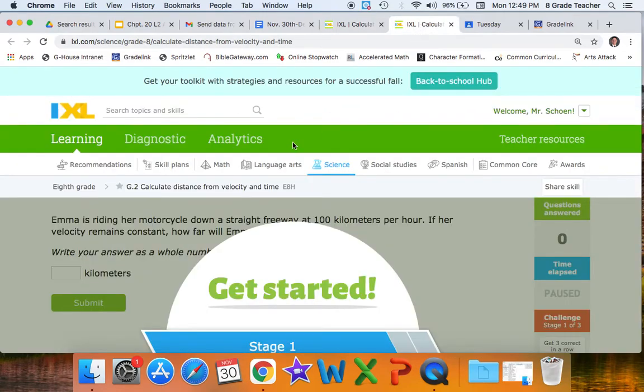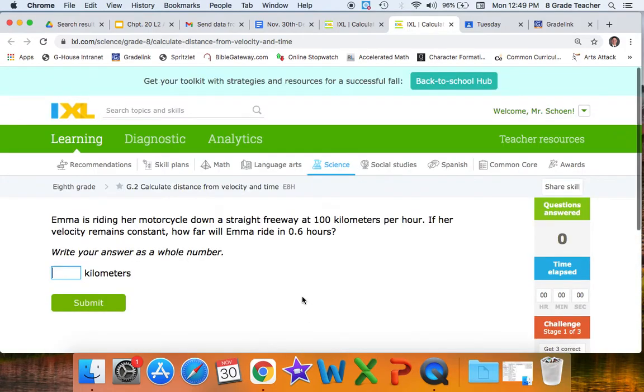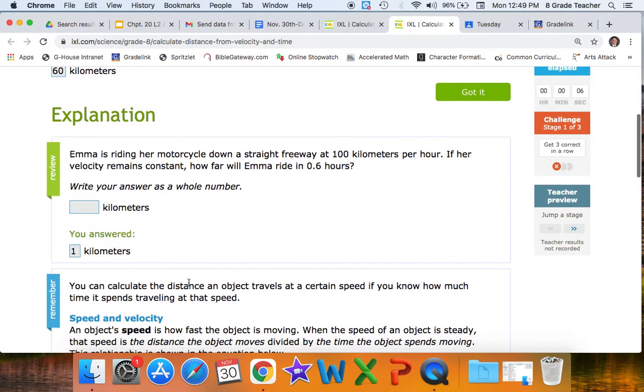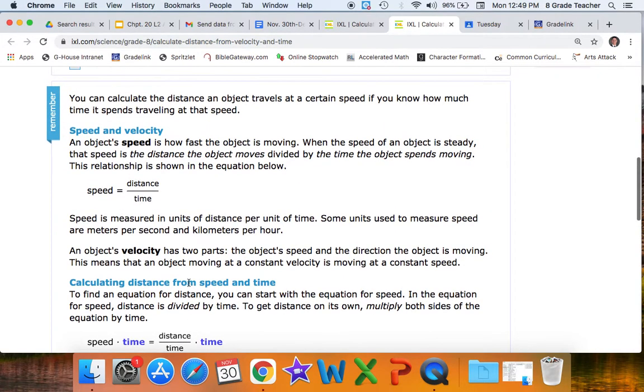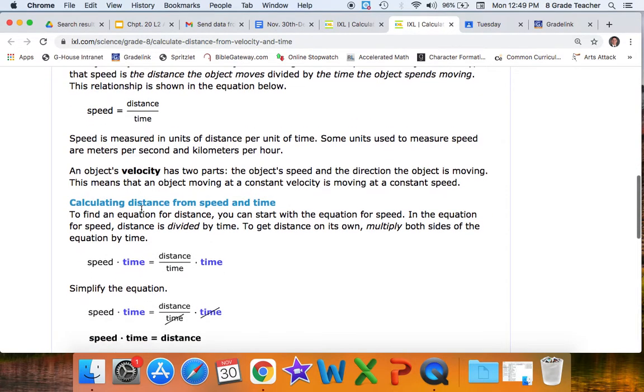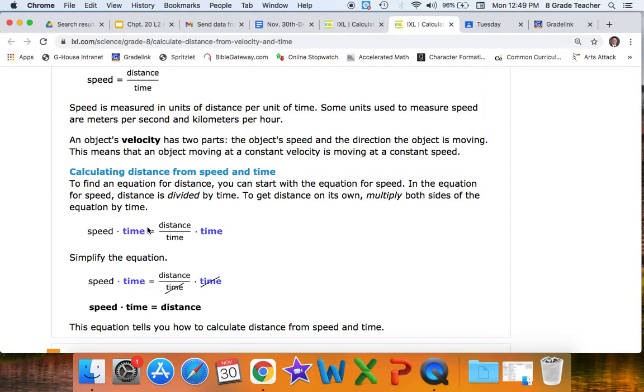In G.2, we're calculating distance from velocity and time, and our equation is going to change just a little bit. I'm going to get this one wrong to start, and take a look at what our new equation looks like. Here you have speed and velocity. Speed and velocity, again, distance divided by time. But to calculate distance from speed and time, you're going to actually rearrange the equation.